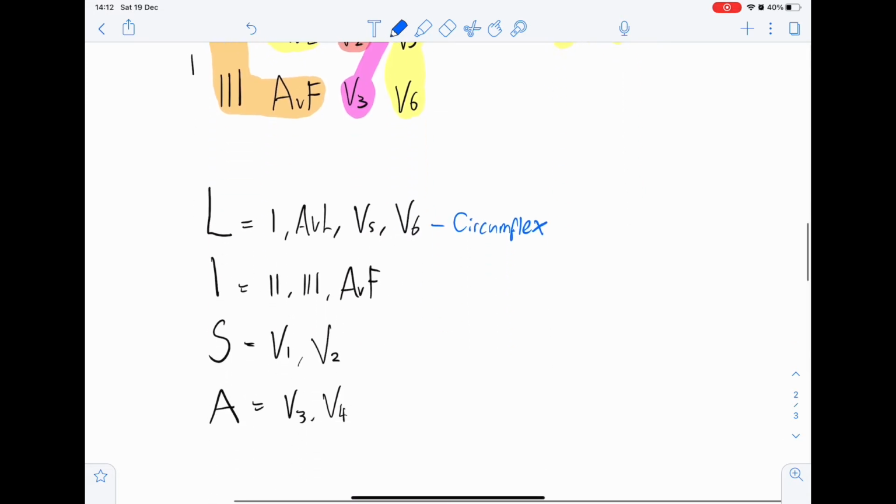Then we have the inferior part. So which artery supplies the posterior side of the heart? I know it says inferior here, but the way I remember, I think it might also be posterior, but the one that supplies that side is the right coronary artery. Now, septal and the anterior side are actually supplied by the same one. Can you guess what that might be? That's the left anterior descending.